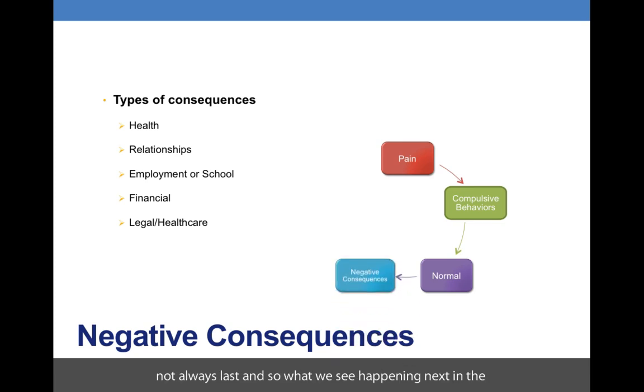And so what we see happening next in the compulsive cycle is that the individual will experience negative consequences due to their compulsive behaviors. We can look at types of consequences as falling into 5 categories. These include health, such as feeling ill, cirrhosis of the liver, or decreased brain functioning; issues with relationships, such as discord with their parents, spouse, or significant other, friends, or siblings. The third category being employment or school, where they might have experienced a loss of their job or doing poorly in school as a result of the compulsive behavior.